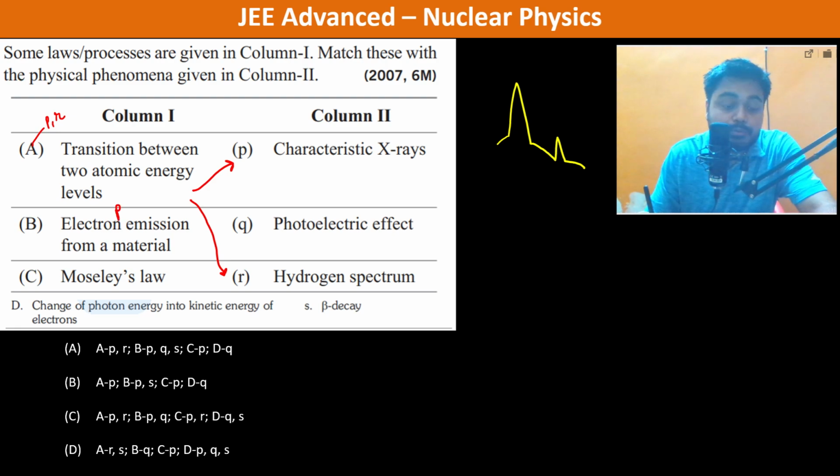Then the photoelectric, of course, photons, they collide and then the electrons are emitted. So P, Q. Hydrogen spectrum, of course, hydrogen spectrum is not this.